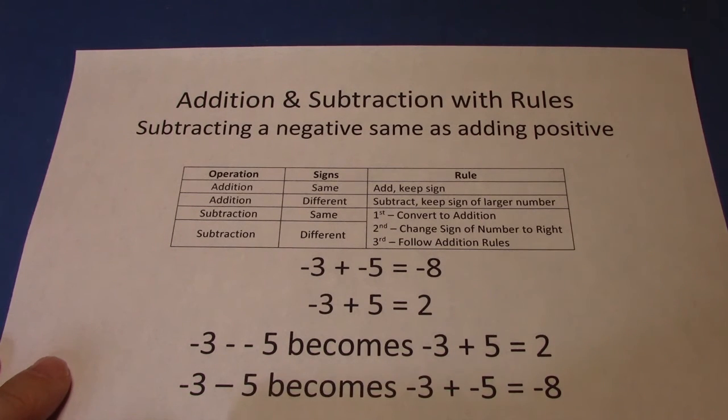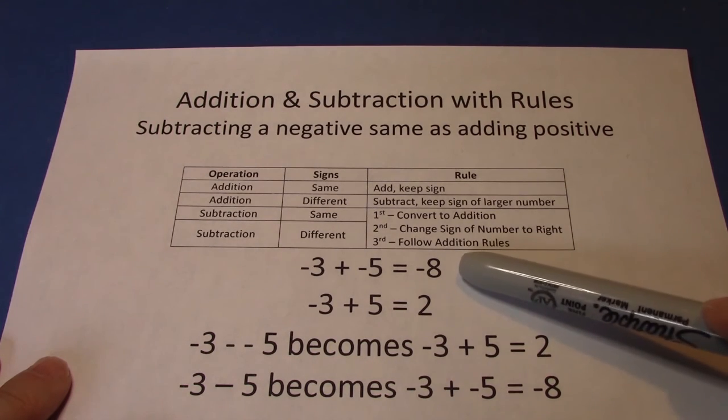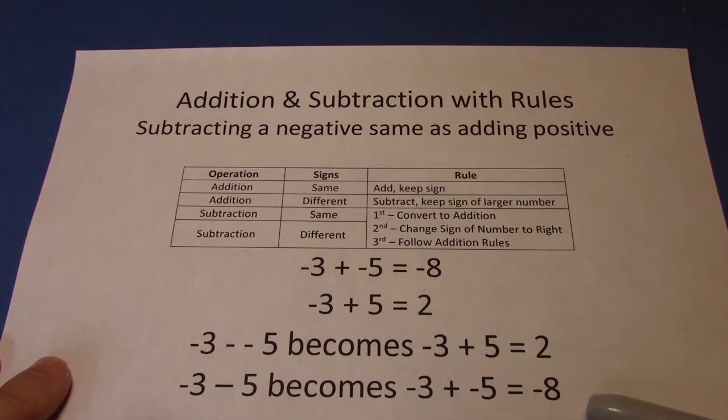Here's one where the signs are different. Negative 3 minus positive 5. We change the subtraction to addition, change the sign of the second number from whatever it is to the opposite. In this case, positive becomes negative. And now negative 3 minus positive 5 becomes negative 3 plus negative 5. That's the same as we did up here. The answer is still negative 8.